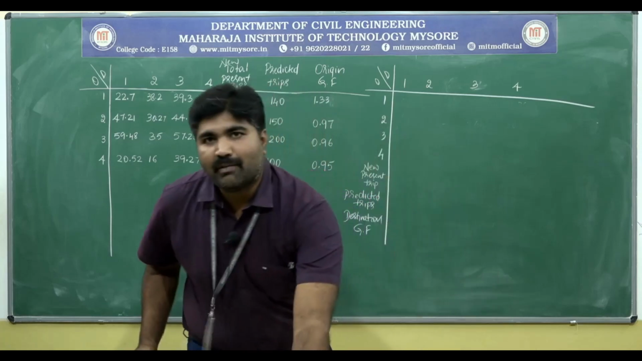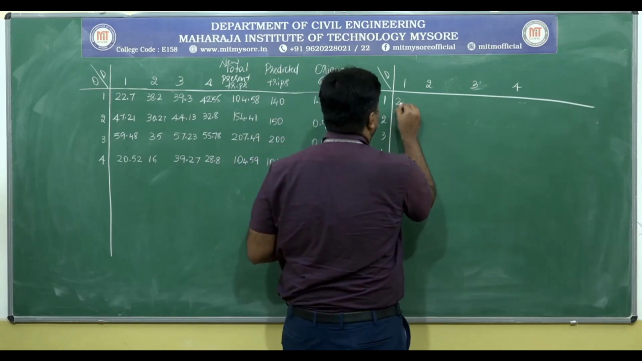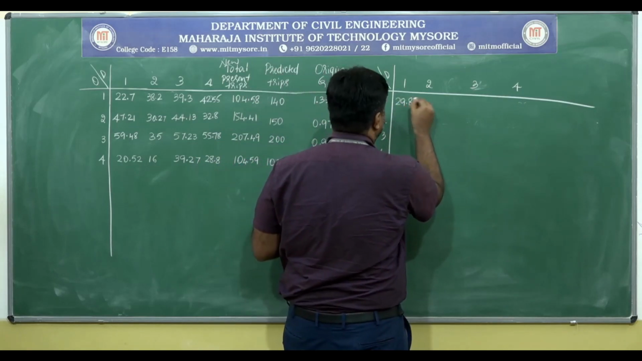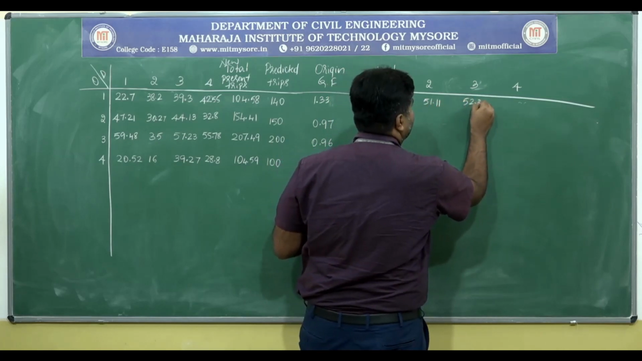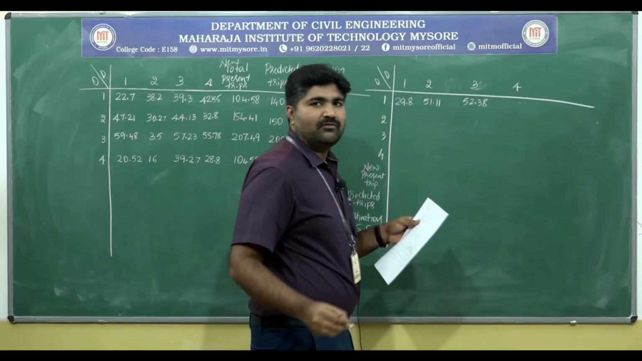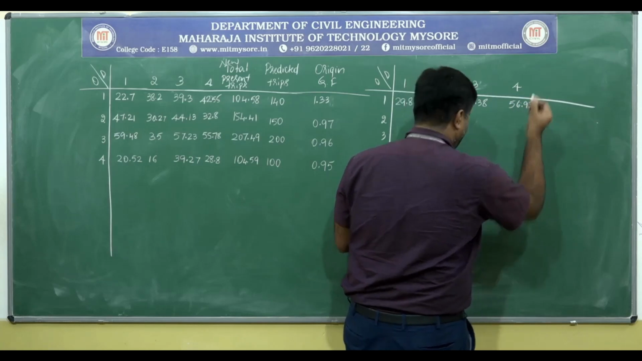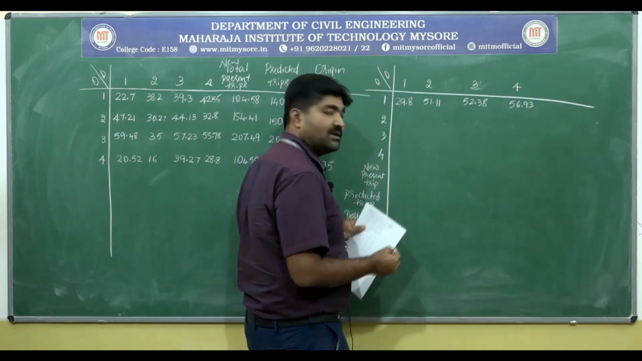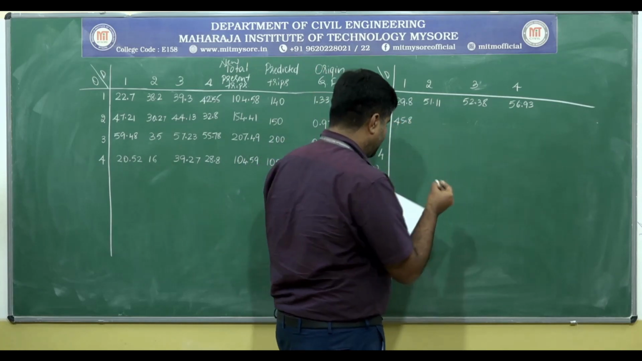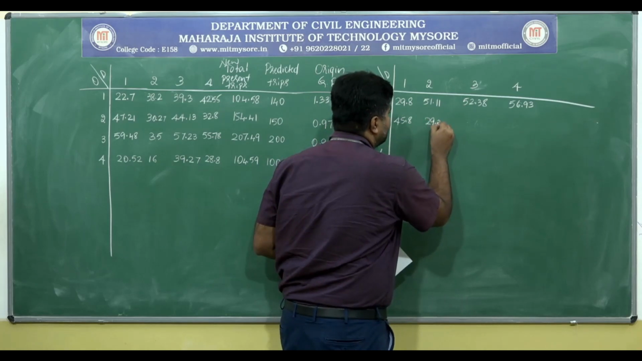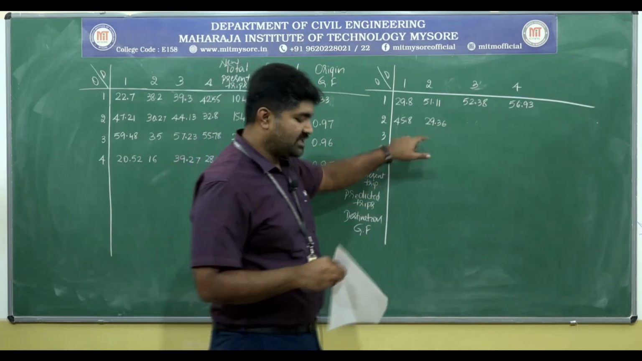After multiplying, you will get these values: 29.8, 51.11, 52.38, 56.93. Second row, it is 45.8, 29.36. See, you should not copy simply, you should check these values.